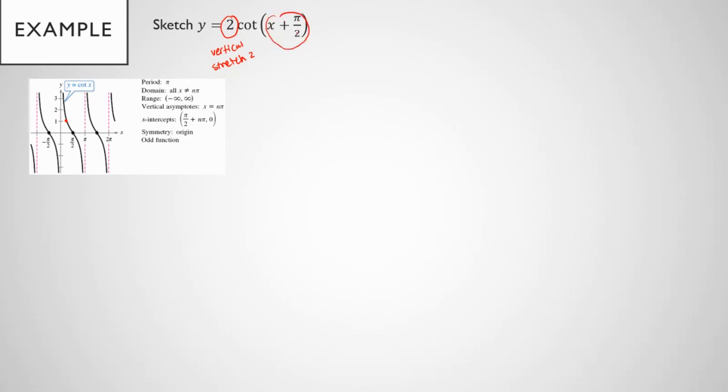And then we have this x plus π/2. So the period here is going to be unaffected because the value in front of x is 1. So the period is unchanged because b is equal to 1. The number in front of x is 1. However, because we added something, what's going to change is the domain and the asymptotes.